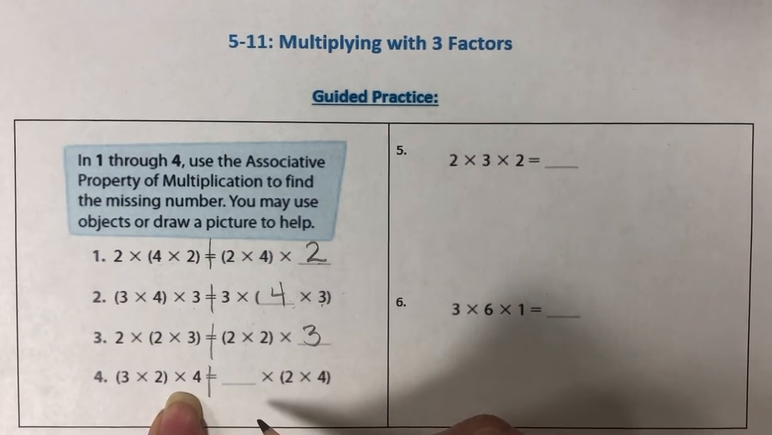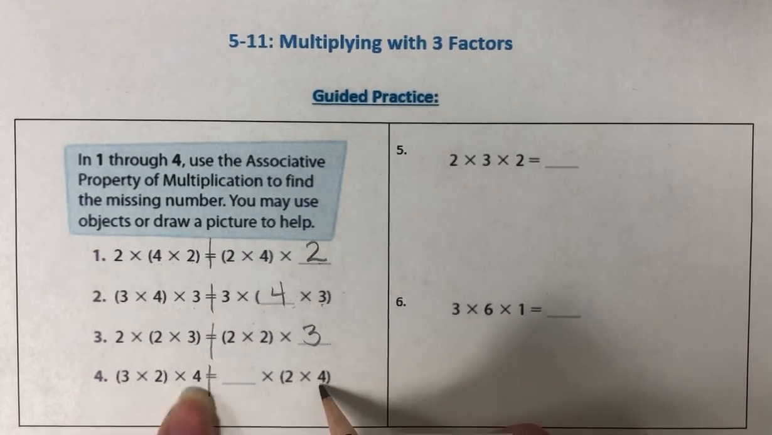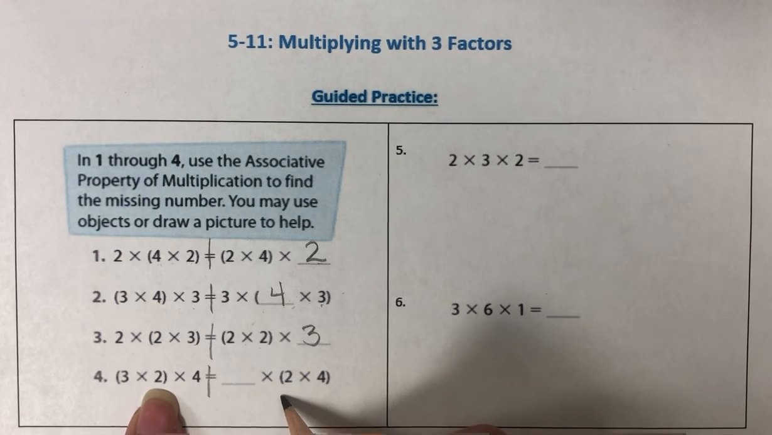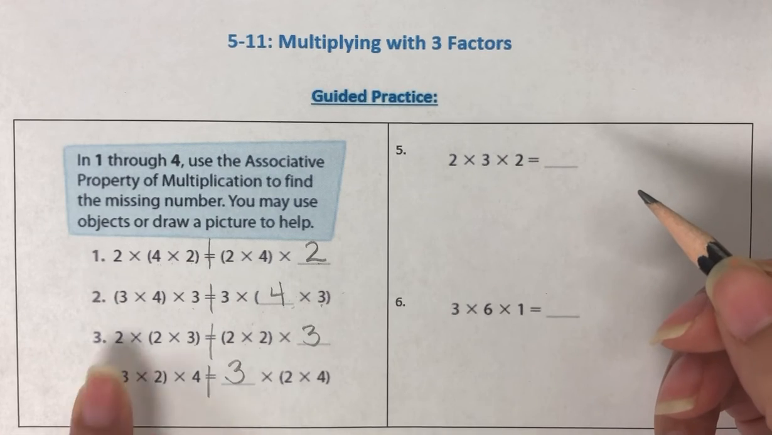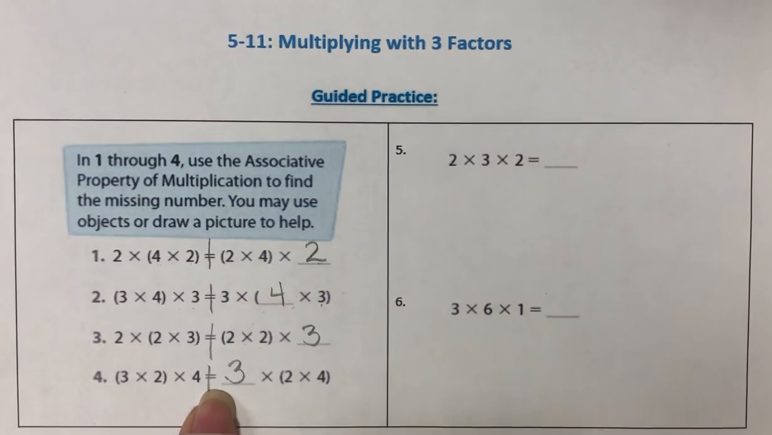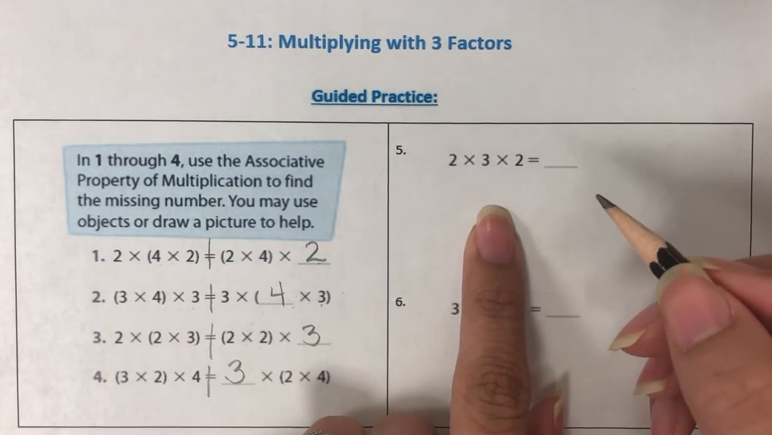Draw my wall there. And I have a 4 on both sides. I have a 2 on both sides, but I'm missing the 3. Okay? Equal sign is showing that they're equal. The value is the same. All right, let's take a look at 5 and 6.